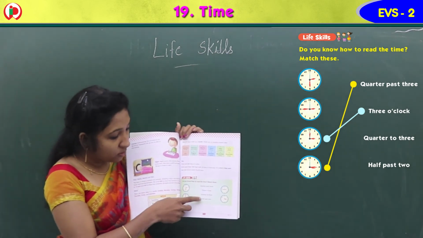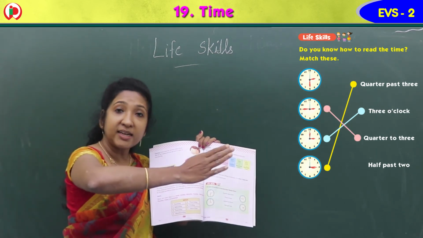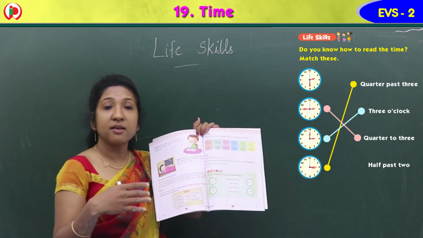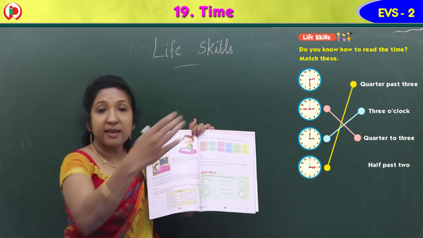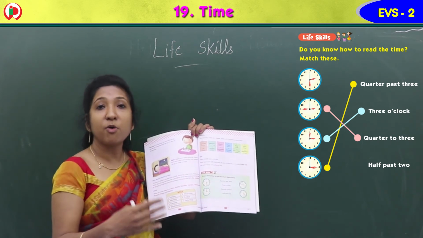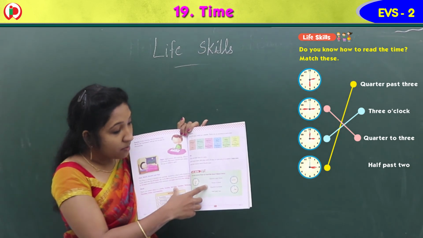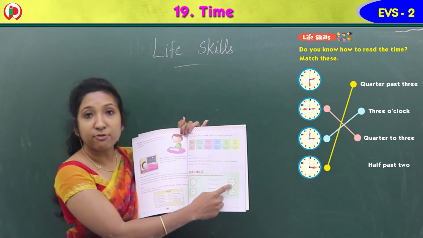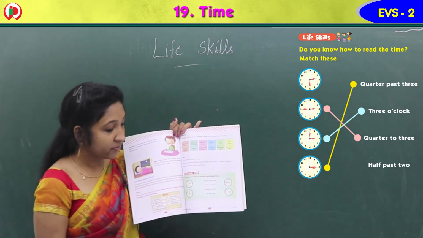Now quarter to 3. Quarter past means from that time it crossed 15. Then quarter to 3 means it is 15 minutes to 3 o'clock. So quarter to 3 means 15 more minutes to 3 o'clock, or we can say it is 2:45. This is the image. We have to match to that.